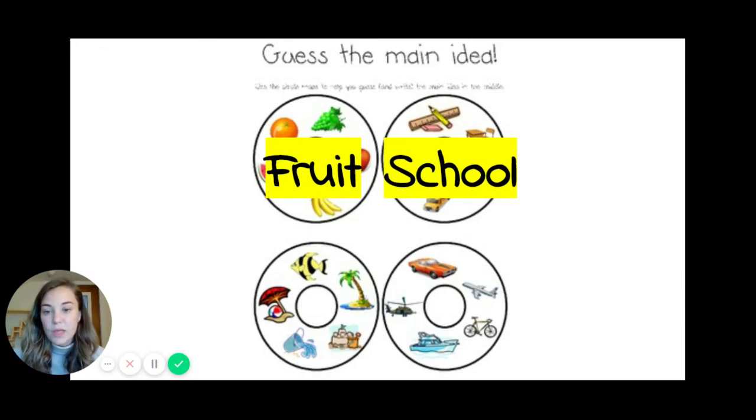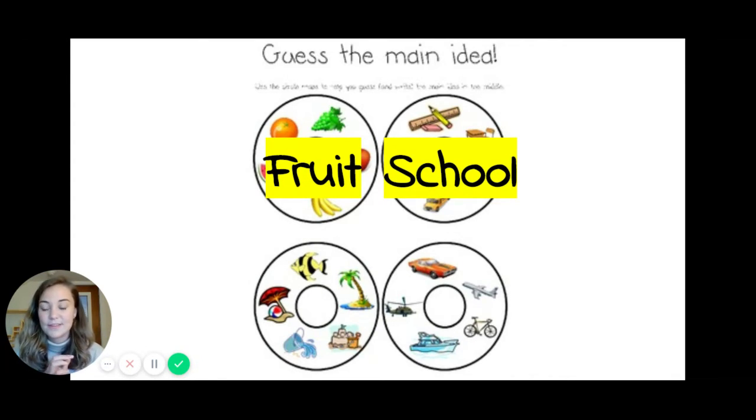We have two more. In the next group of objects, we've got a fish, an umbrella with sand and a ball, a pail of water or a bucket of water. We've got a sand castle and a palm tree. Okay, so where could all of those things be found? What do all those things kind of have in common together? What do you think?